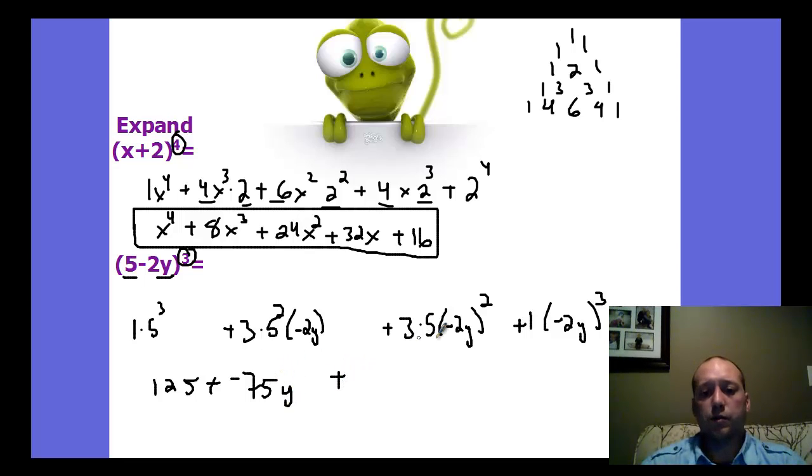And plus negative 2 squared, that squared goes to negative 2 as well. That's 4 times 5, 20. 20 times 3 would be 60y squared. And then we have negative 2 to the cube, so that's another negative 8y cubed. So I end up doing the problem here. But notice how the signs will alternate. You've got to make sure that you take this exponent to the entire thing. That's kind of the key for that problem.